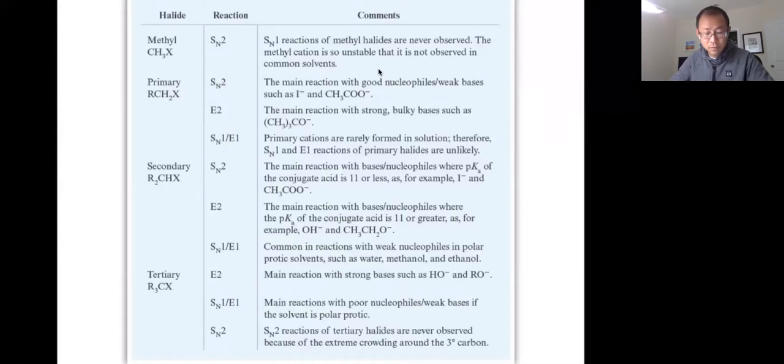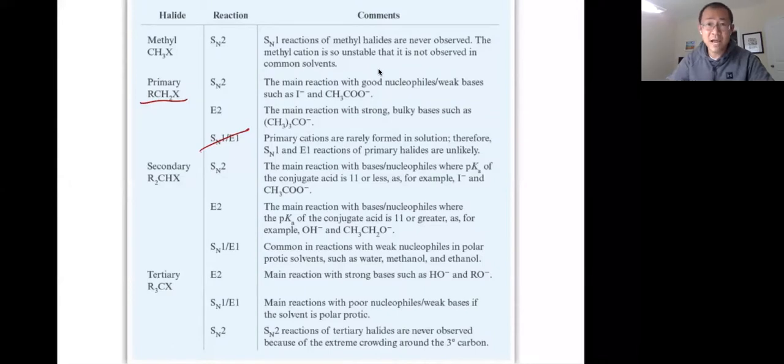If the substrate is primary, there's never going to be SN1 or E1. So it's impossible unless you have what? You have allylic or benzylic, that's different. But for primary, you will not see SN1 or E1. So basically it means you either have an SN2 product or an E2 product.